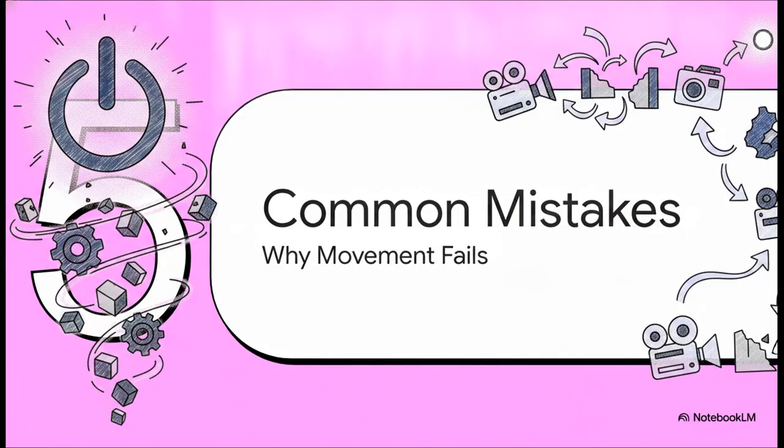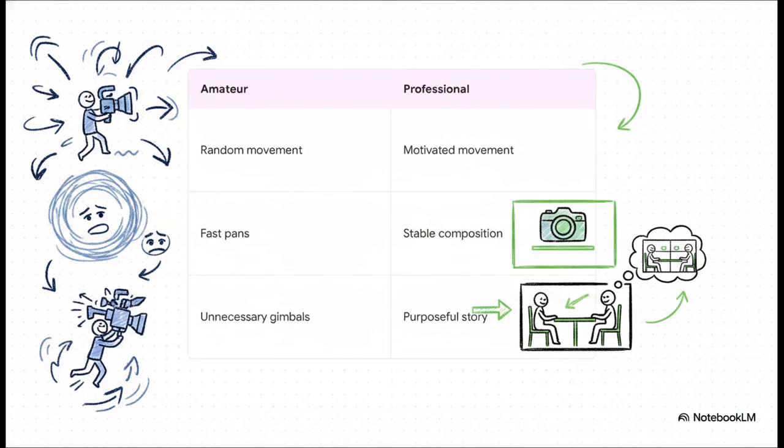Which brings us to section 5, common mistakes, why movement fails. Let's break down why movement so often goes wrong. And look, we've all been there, but a lot of times beginners rely on random movement just for the sheer sake of motion. We get these incredibly fast pans that just make the audience dizzy and totally lose their spatial awareness. Or we see people flying around on gimbals for every single shot, even when 2 characters are literally just sitting at a table having coffee. The result? Totally distracting footage.